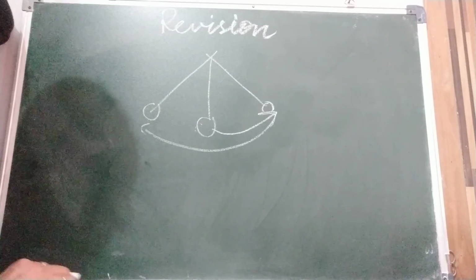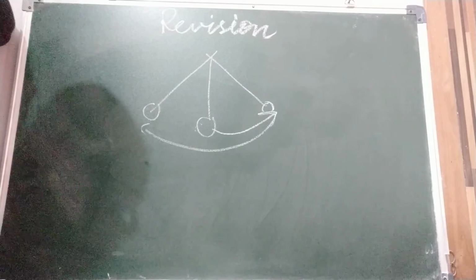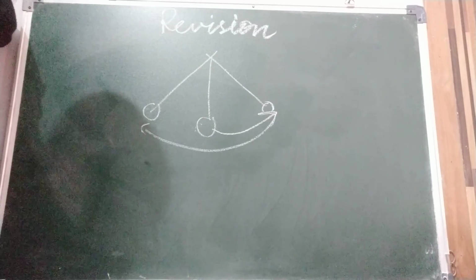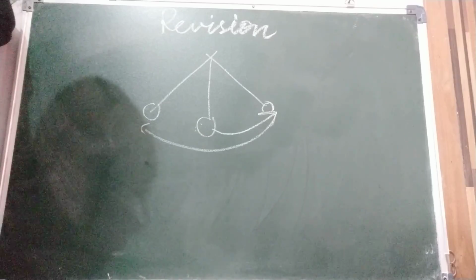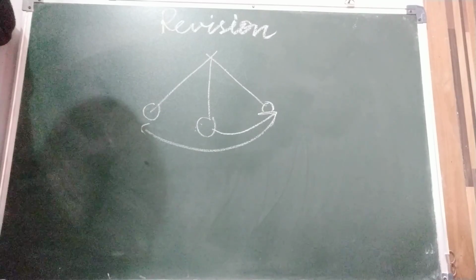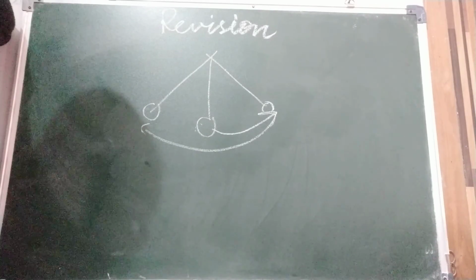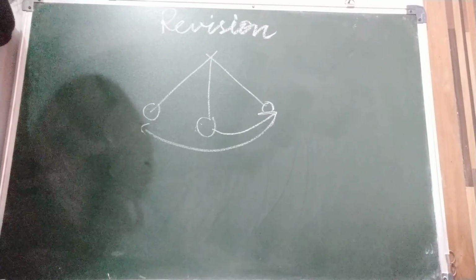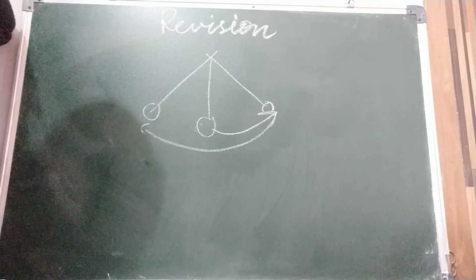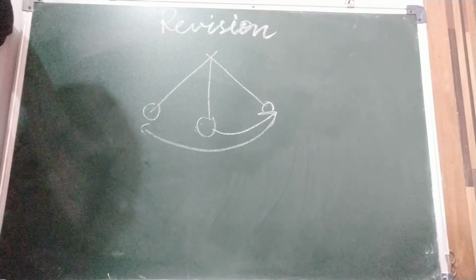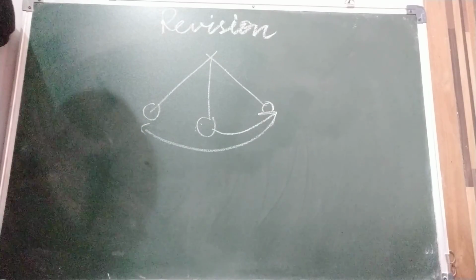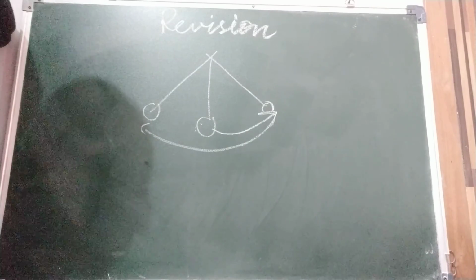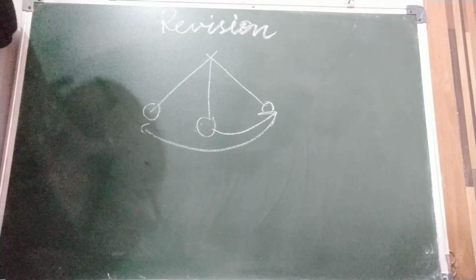Sound travels in solids, liquids, and gases. The speed of sound is maximum in solids, lesser in liquids, and minimum in gases. Around 1500 meters per second in water, 5000 meters per second in steel, and 340 meters per second in air. So this is the speed of sound in different media.